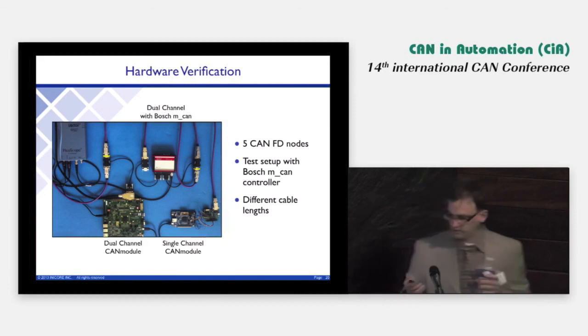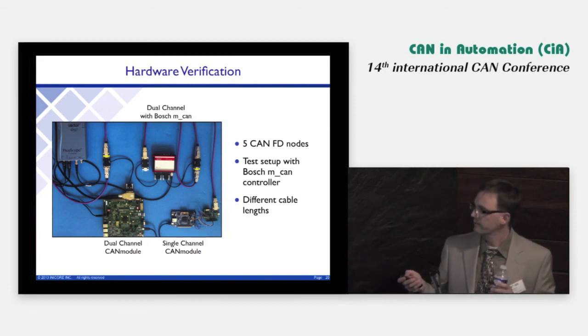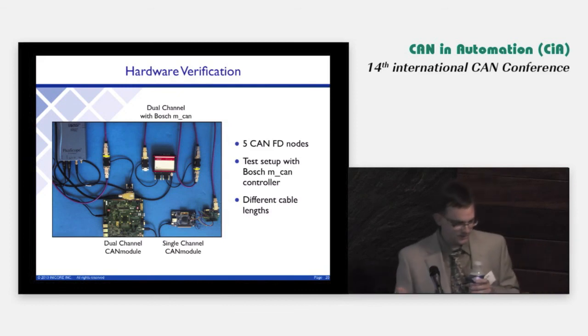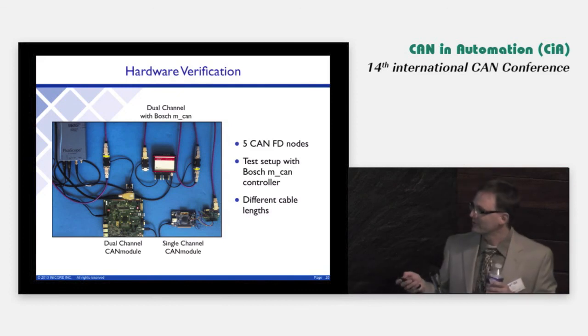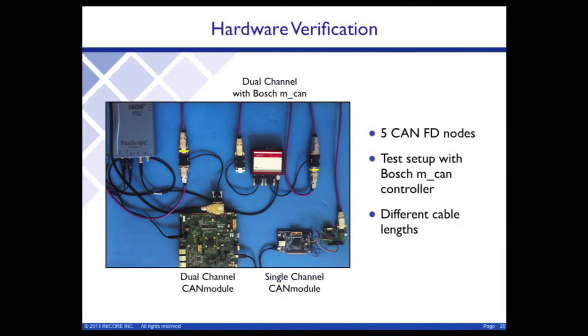Here is a short image of how it looks in our lab. I cleaned it up a bit to make this picture, and I even forgot to connect one cable. So the block diagram I showed you is this FPGA board that has a single CAN module inside. We have a second one here where we have a dual CAN channel, and here I only connected one, not two. Then we have the Vector USB adapter with two Bosch M CAN reference models in there. And with this, we verify that our core works together with the Bosch implementation.